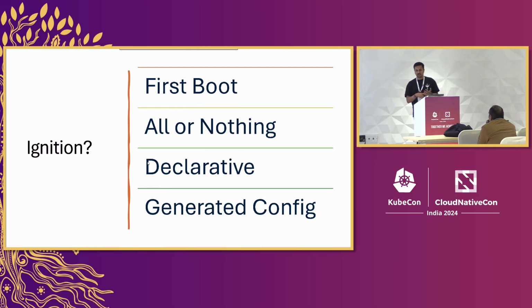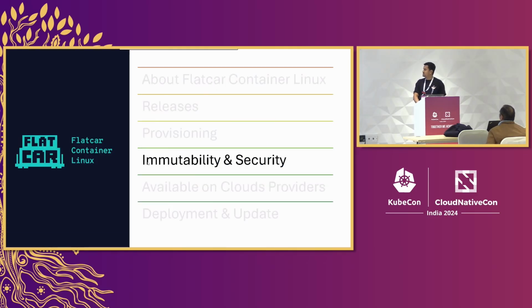And the fourth thing is, Ignition is a JSON config, but because these days people are using more YAML files, there is this transpiler called Butane, which converts the YAML that you give into JSON, and then you can feed that into Ignition while booting the image.